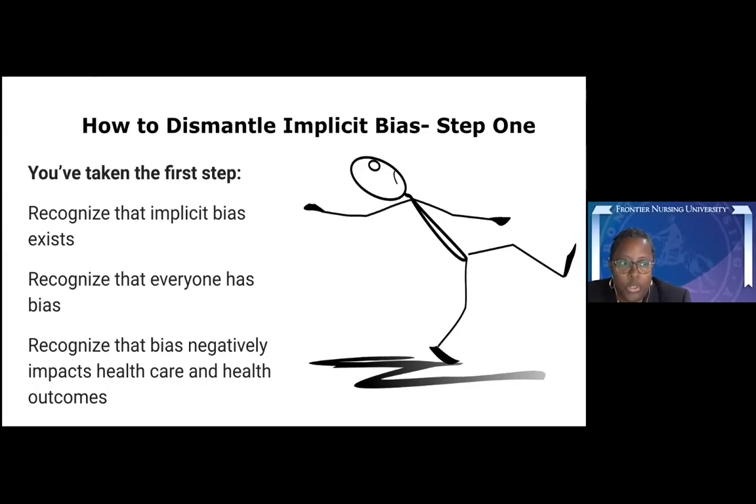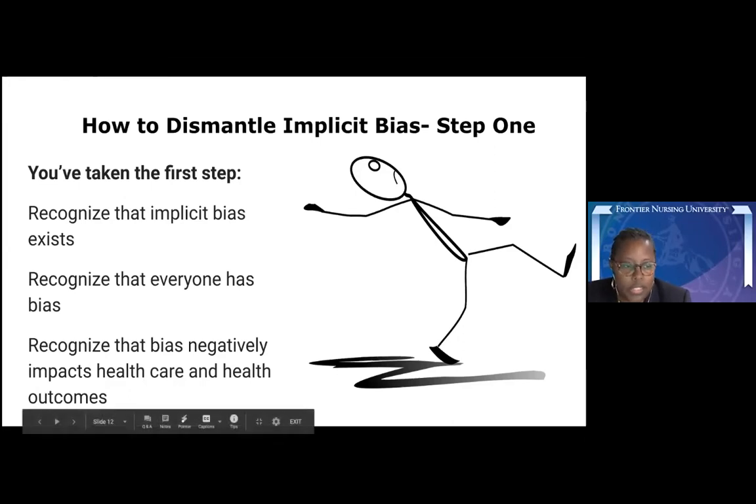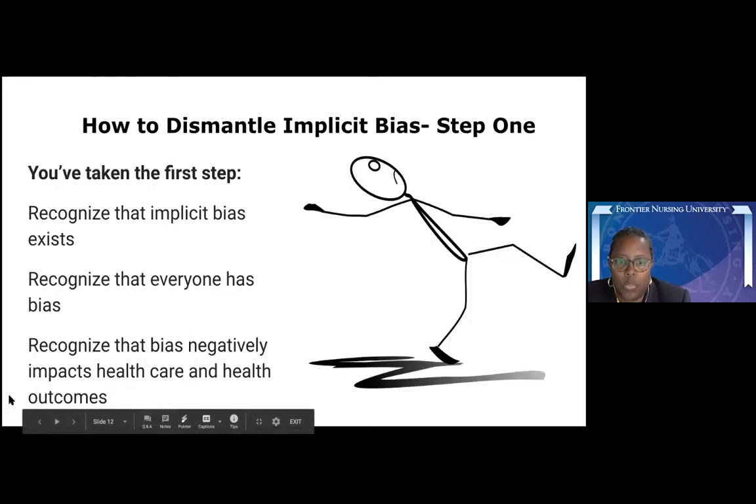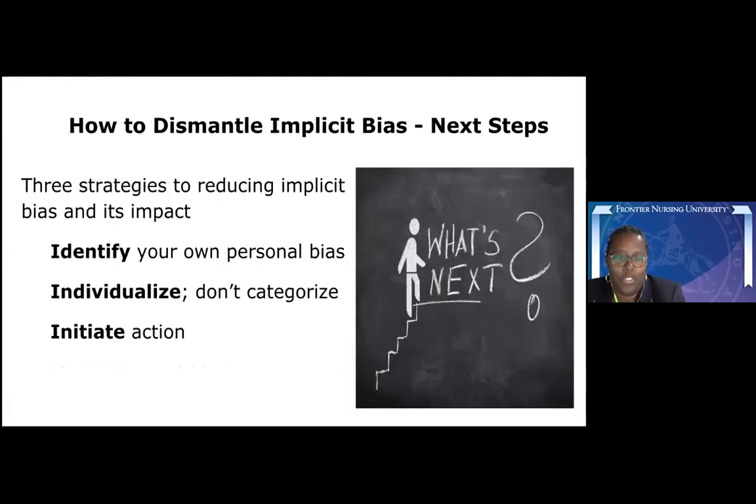Because now we do recognize that implicit bias exists, and it exists in all of us. Every one of us has some measure of implicit bias. Even good people, even very good people have implicit bias. And the existence of that bias will negatively impact healthcare and healthcare outcomes. So we have to do something about it. That's right, Dr. John. We have to do something about it.